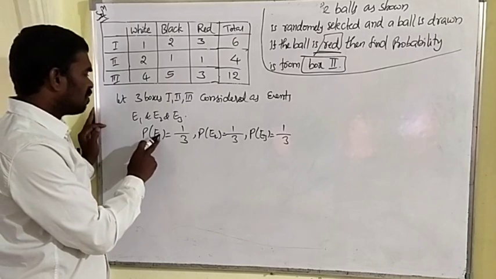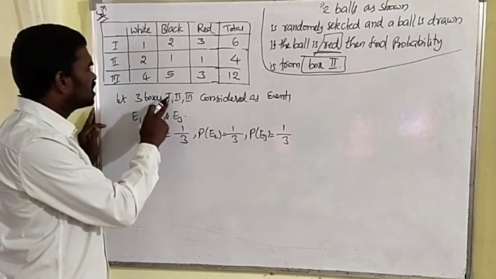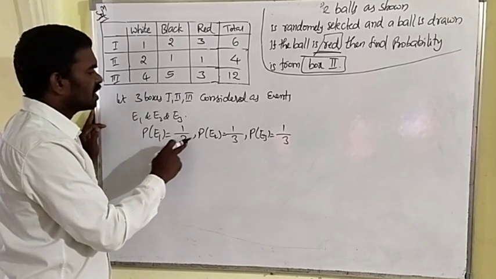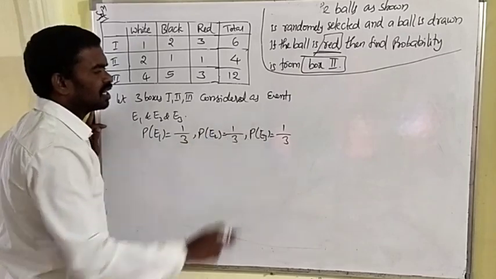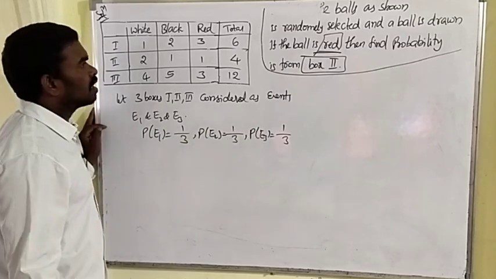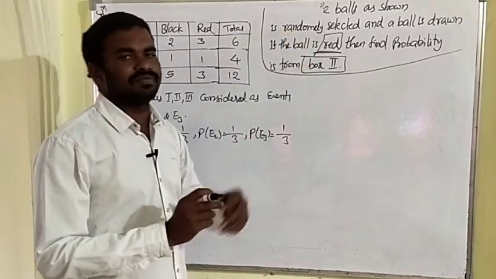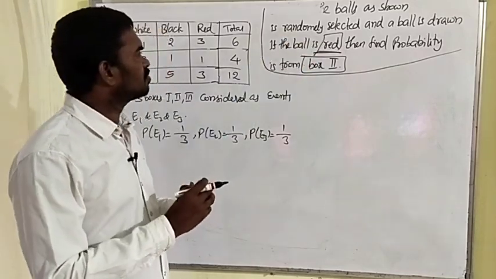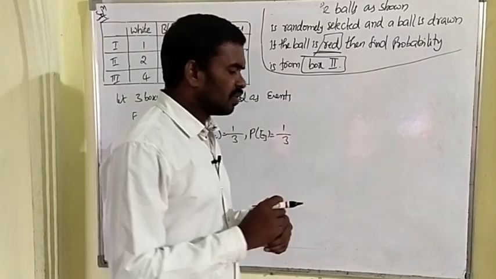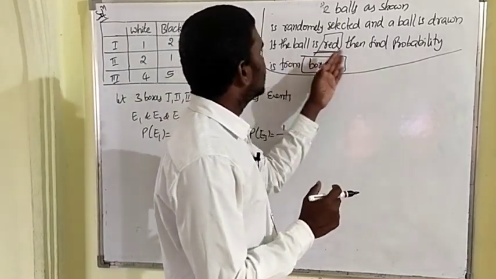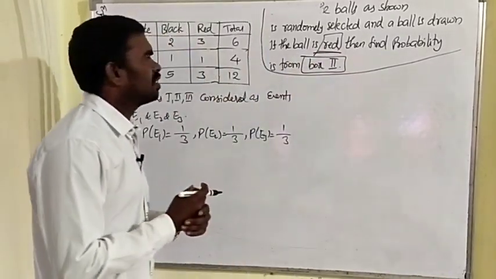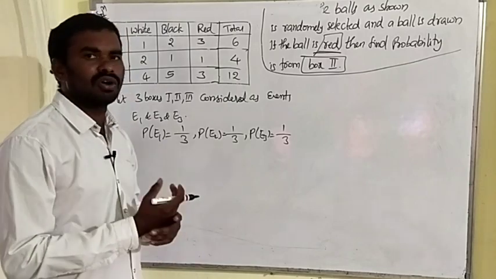So probability of E1 is 1 by 3, probability of E2 is 1 by 3, probability of E3 is 1 by 3. Okay, completed. Next information is about the question. Now see the question. What do we have to find? If the ball is red, then find the probability that it is from box 2. So how to solve this one?